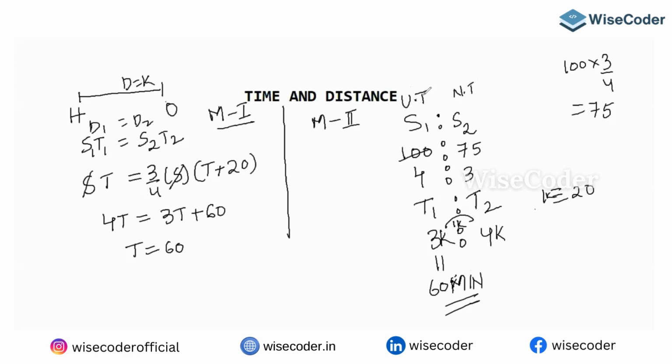I mean, this is usual speed. This is new speed. Here also, this is usual time and this is new time. Usual time is 3 parts. New time is what? 4 parts. Then k is equal to 20. Then one part is 20. Then 3 parts is going to be what? 60. That's how you can end your answer. I can say this is the appreciated way of solving.